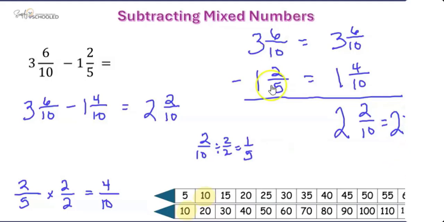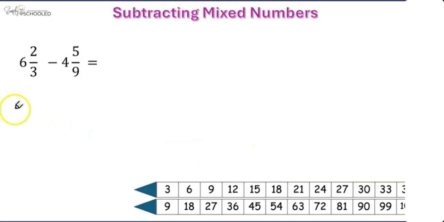Okay, I want to show you one more example with a little bit bigger numbers. 6 2/3 minus 4 5/9. We still follow the same steps no matter how large the numbers are. So I have my multiples of 3 and 9 down here. And if you don't know it already, you can see that 9 is common to both of them. So I do not have to change 5/9.